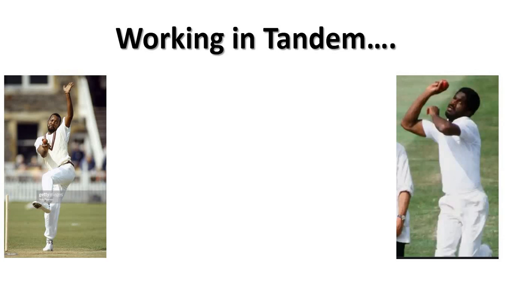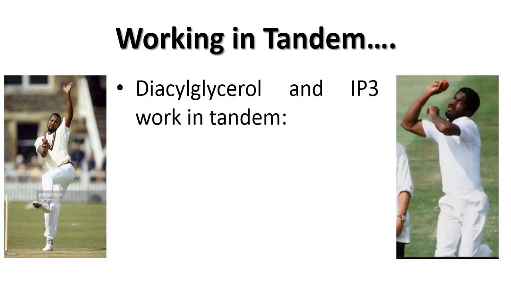Whenever a fast bowler bowls, the fast bowlers work in tandem, that is to harass the batsman in the maximum possible way. One fast bowler always changes ends and another fast bowler joins, that is they bowl in tandem. Similarly, diacylglycerol and inositol triphosphate also work in tandem, that is, they work together.